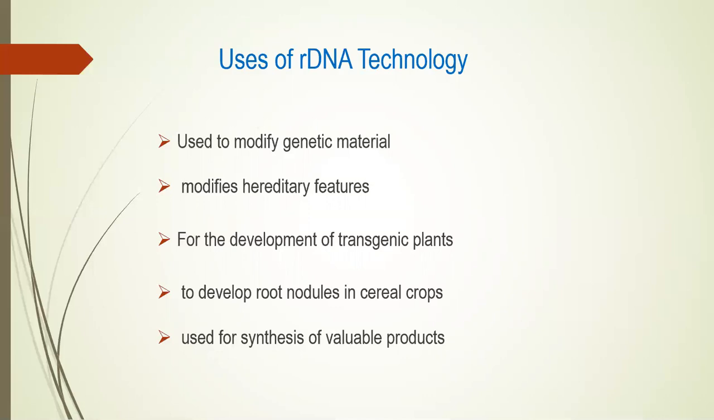By using rDNA technology, we can produce various transgenic plants, and this technology is also used to develop root nodules in cereal crops. Thus, recombinant DNA technology is applied in plants as well as in animals. A number of genes have been cloned in Escherichia coli from plant cells. Phaseolin is the chief storage protein in French bean. Transfer of this phaseolin gene from French bean into tobacco and sunflower plants by using Agrobacterium has been successfully done. The nitrogen-fixing gene from Rhizobium could be transferred into cereal plants by genetic engineering.